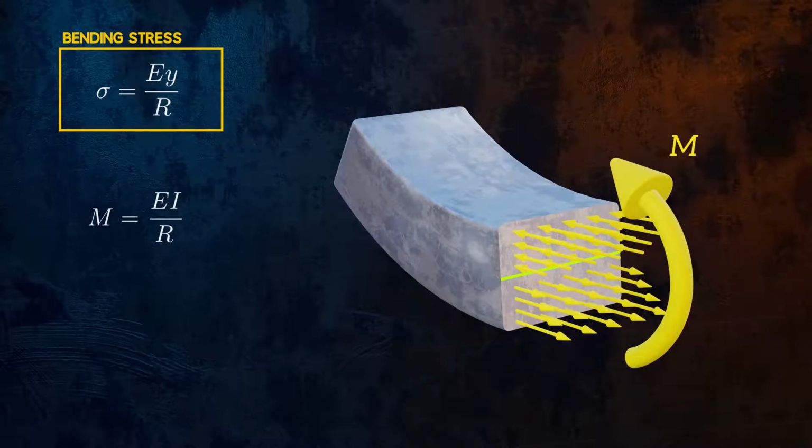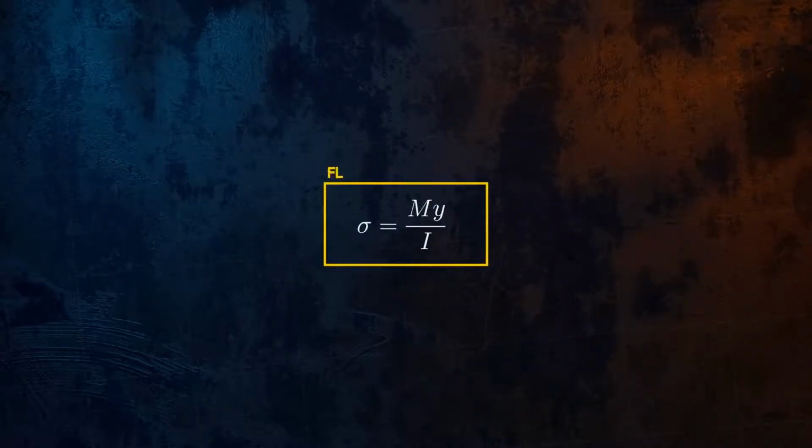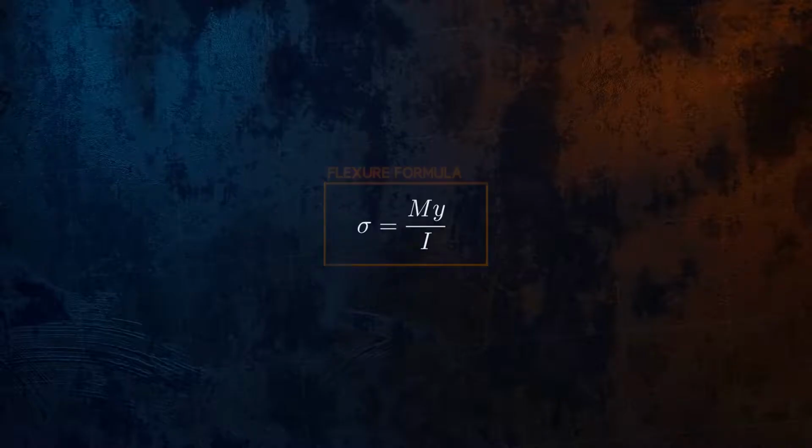We can combine this equation for the bending moment with the bending stress equation to obtain what is known as the flexure formula. So what does it tell us? Bending stress increases linearly as the bending moment and the distance from the neutral axis increase, and it decreases as the area moment of inertia increases. The maximum stress occurs at the fibers furthest from the neutral axis.